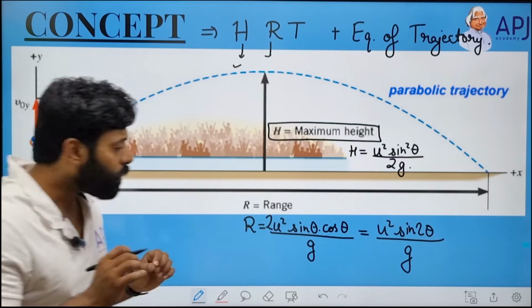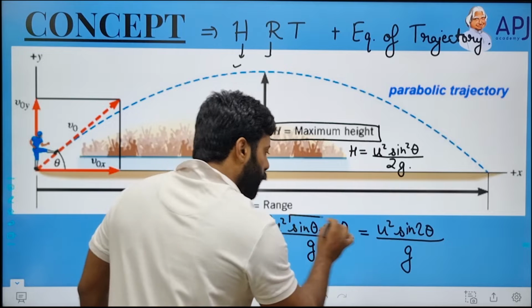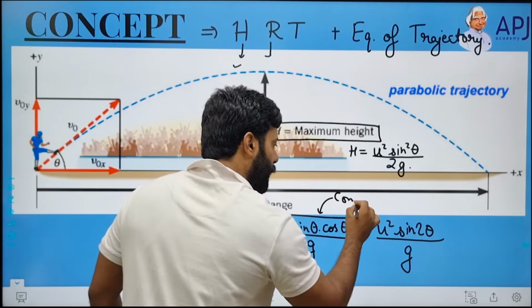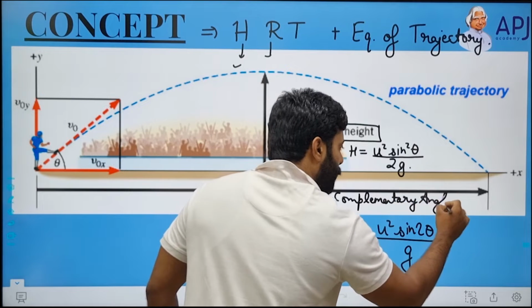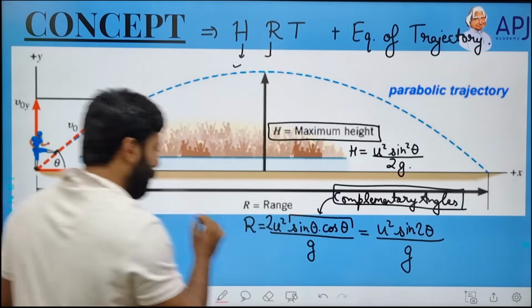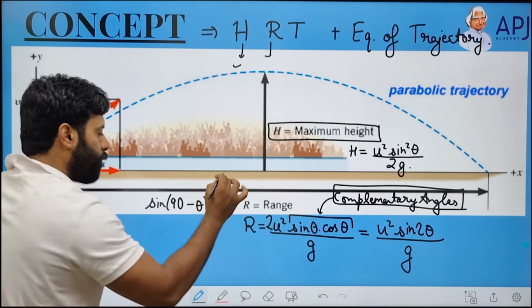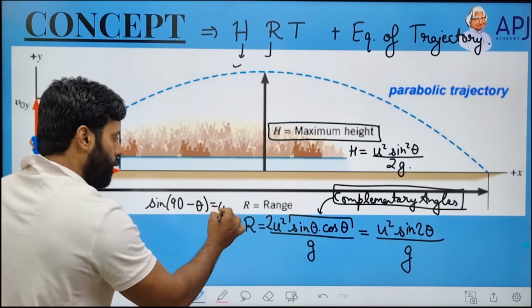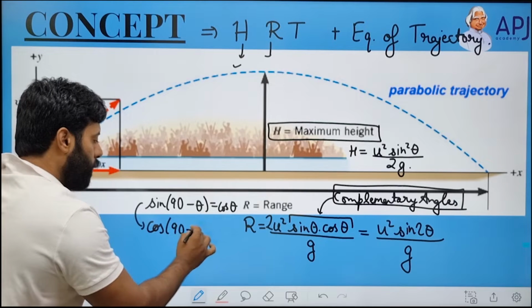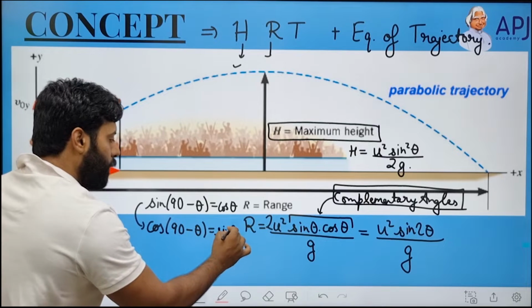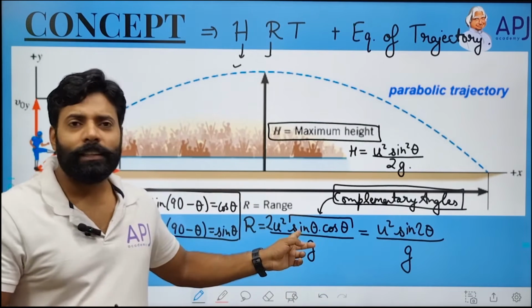If you look very closely at this formula, then you can say that for complementary angles, the range will be the same. Why? Because we know that sine of 90 minus theta gets changed to cos theta, and cos of 90 minus theta gets changed into sin theta. So this we already know. If I replace this theta with 90 minus theta, nothing will change.